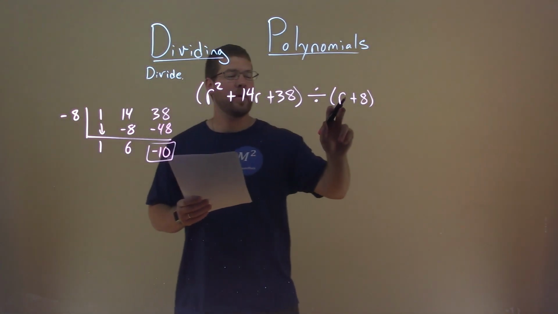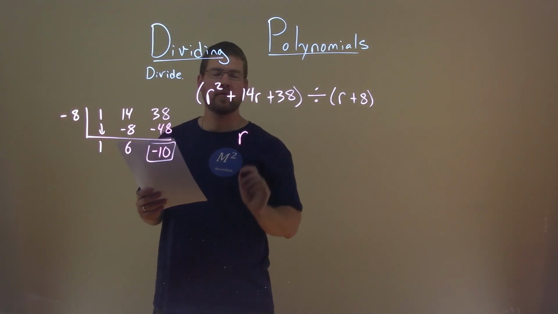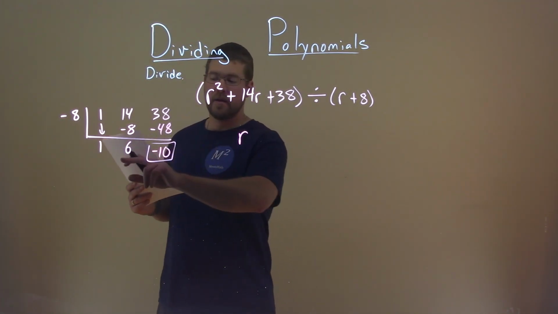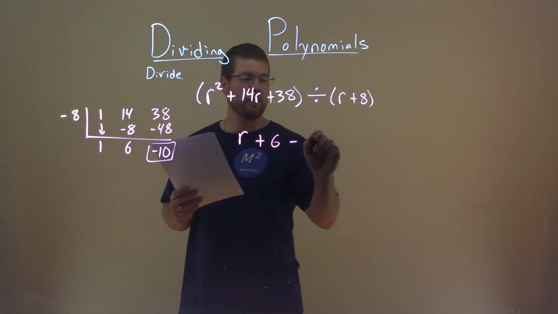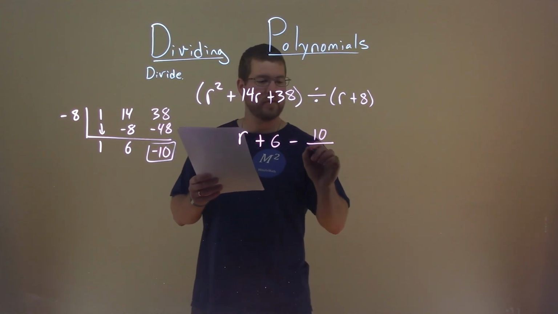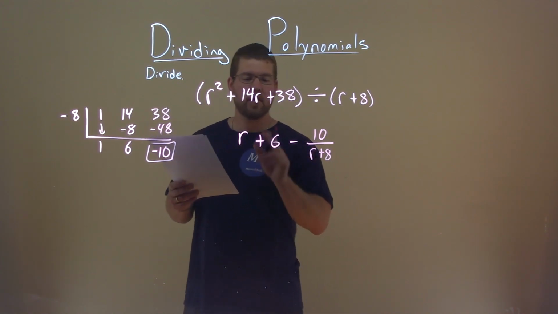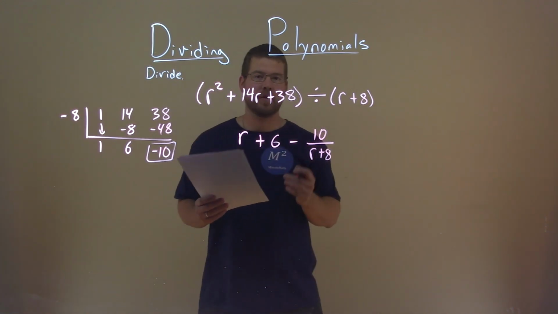R squared divided by r is r to the first power. This 1's that coefficient, so we just write 1r. Then we add a 6 going down the line. Then minus our remainder, minus 10, over what we're dividing by, r plus 8. And so r plus 6 minus 10 over r plus 8 is our final answer.